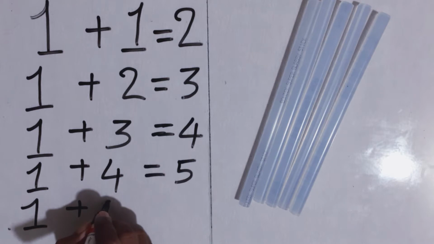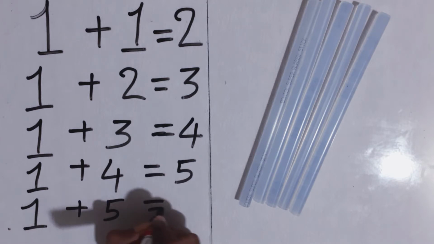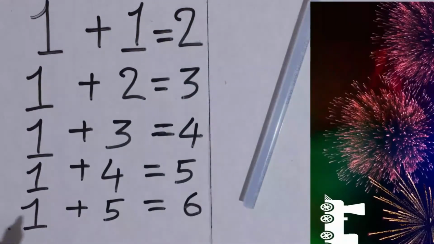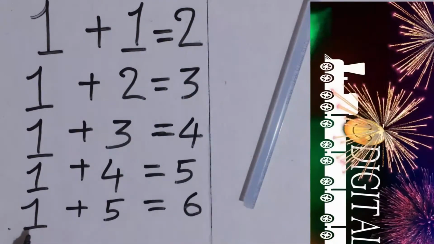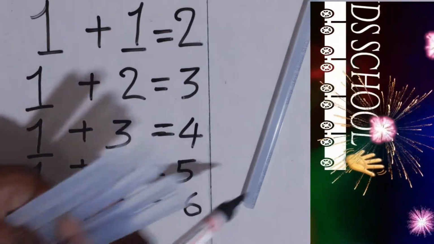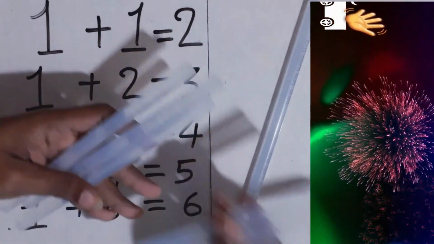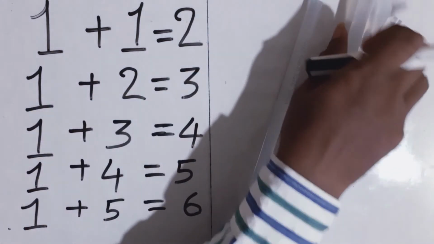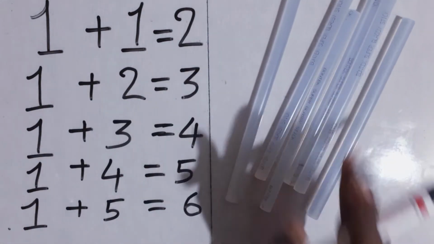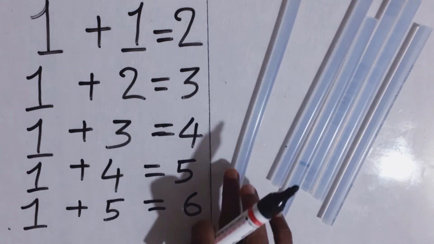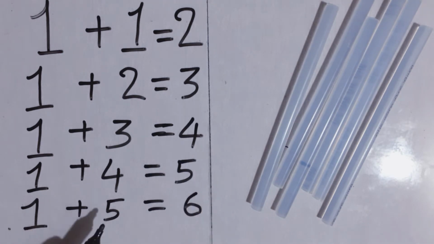1 plus 5 is equal to 6. This is one stick. If we add 5 sticks, see, this is 5 sticks. 1, 2, 3, 4, 5. Now you count here 1, 2, 3, 4, 5, 6. 1 plus 5 is equal to 6.